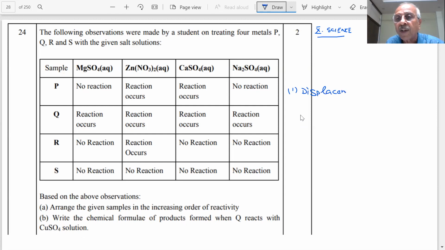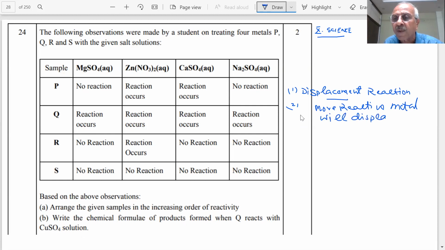What type of question are we going to deal with, students? Displacement reaction. You have studied this in the chapter on chemical equations in 10th class. You know the rule: a more reactive metal will displace a less reactive metal. So based on that, we will write our answer. A more reactive metal or element will displace a less reactive metal or element.